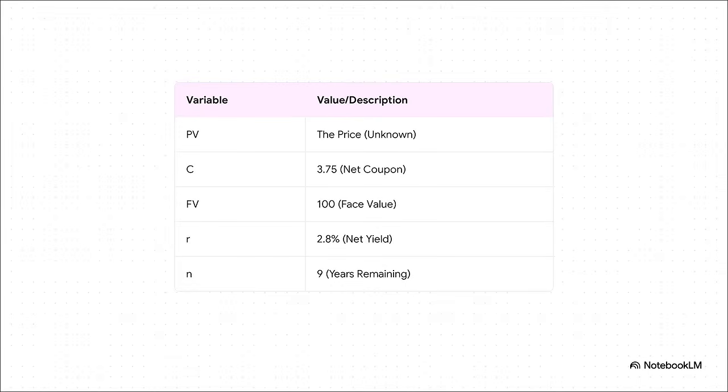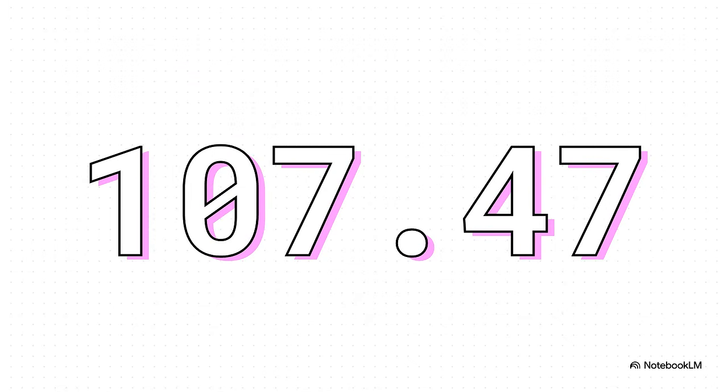So how do we find that price? We use one of the most fundamental tools in finance, the present value formula. And the idea behind it is actually really simple. Money you get in the future isn't worth as much as money you have right now. So we take all those future payments, the 8 more 3.75 payments and the final 103.75, and we basically discount them. We pull them back to today's value, using that new market yield of 2.8% to do the calculation. So you run the numbers through that formula, and what do you get? A new price of 107.47.